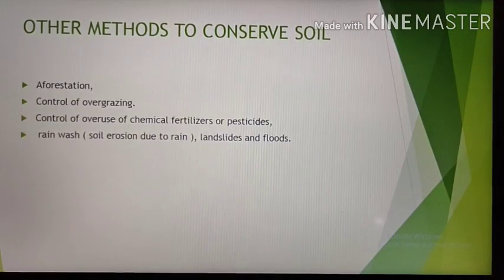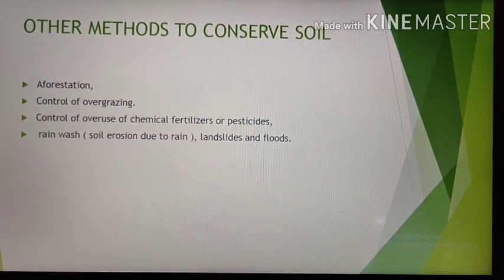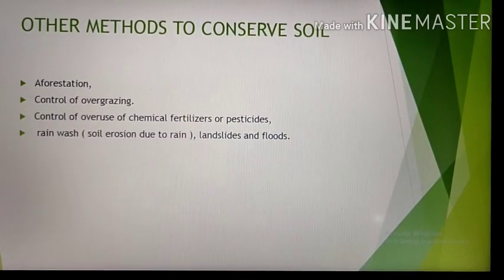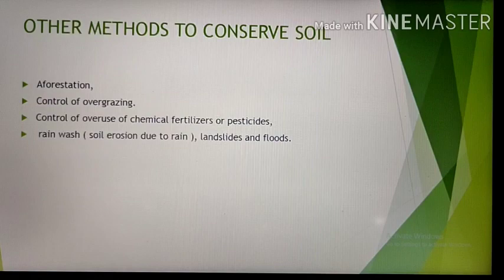Now among some other methods to conserve soil, there is the rock dam method, in which rocks are piled up to slow down the flow of water. This prevents gullies and further soil loss. Apart from this, there are some other methods like afforestation, that is growing more trees and plants, control of overgrazing, and control of overuse of chemical fertilizers or pesticides. Rain wash, that is soil erosion due to rain, landslides and floods.